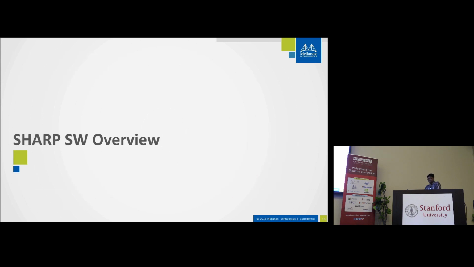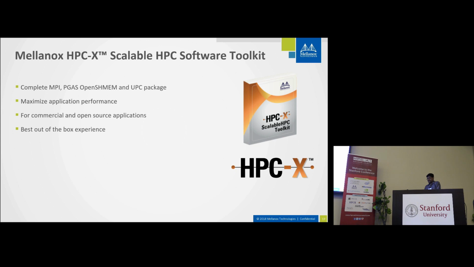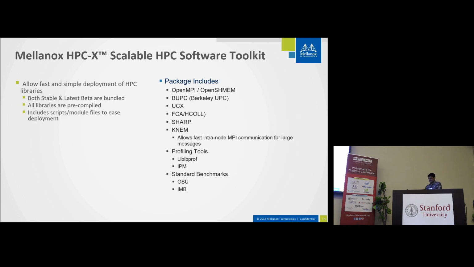So next, I will give you a brief overview of the Sharp software. Mellanox has an HPC-X scalable HPC software toolkit. It is a complete MPI, PGAS and UPC package, with pre-built binaries of MPI and other middlewares, which include Sharp, and which gives the best out-of-box experience. It is for both commercial as well as open source applications.